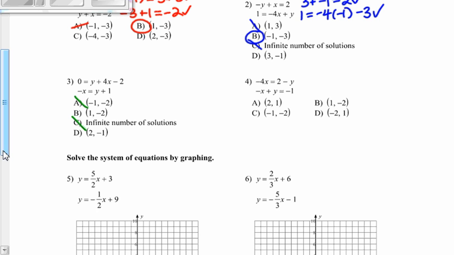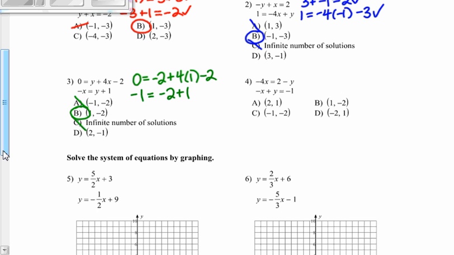On answer choice B, plugging in a -2 for y and a 1 for x. This is a true statement. -2 plus 4 minus 2 is 0. So I'm going to test it in the second equation now. -1 equals -2 plus 1. That again is a true statement, so B is our answer yet again.